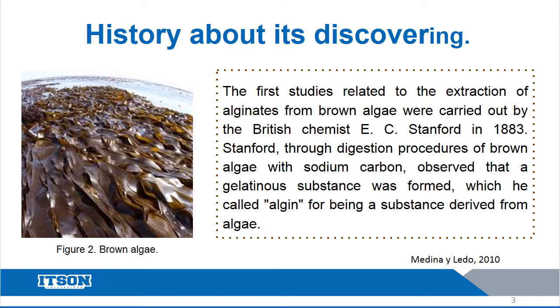The history of its discovery. The first studies related to the extraction of alginate from brown algae were carried out by the British chemist E.C. Stanford in 1883. Stanford, through the digestion of brown algae with sodium carbonate, observed that a gelatinous substance was formed, which he called algin, and from it derived the substances called alginates.